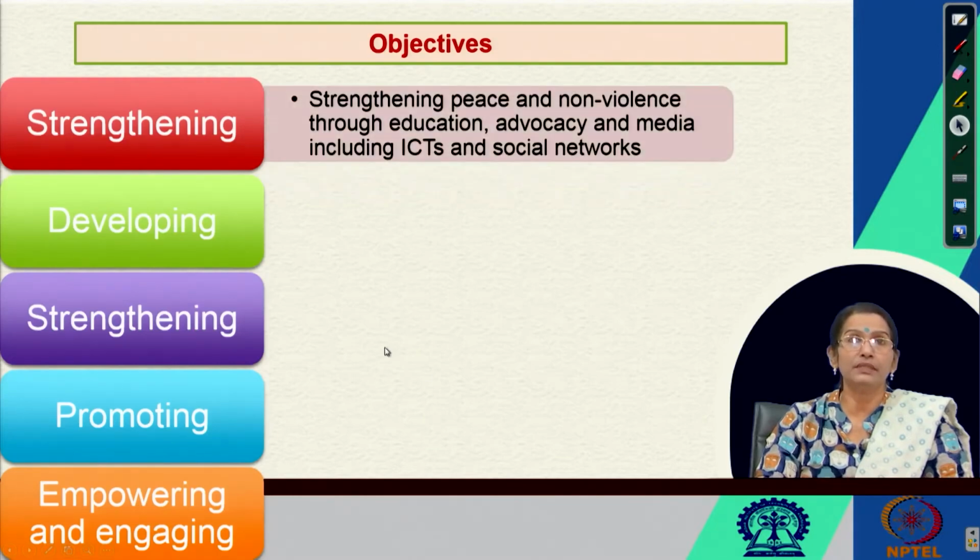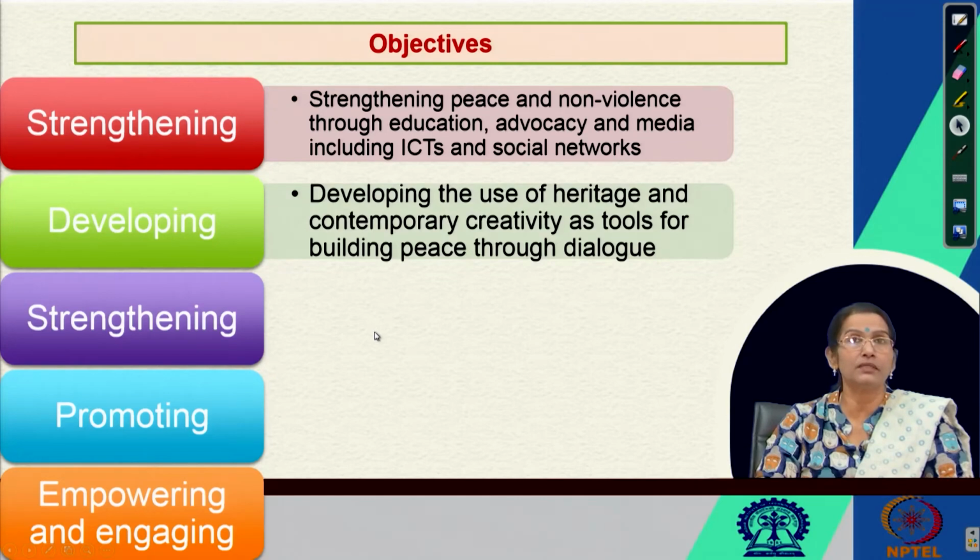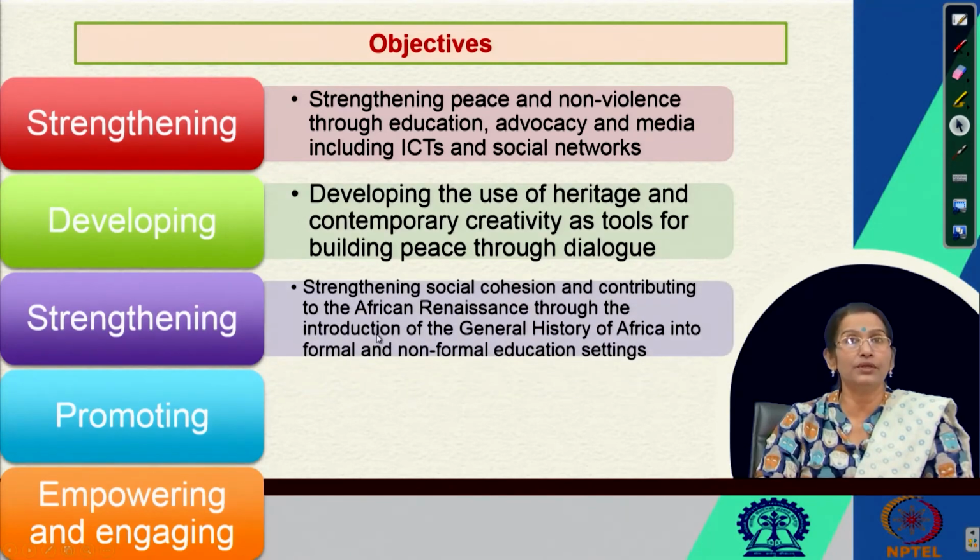These are some of the objectives of peace and non-violence: how to build up and strengthen peace and non-violence through education, advocacy, media, ICT and social networks. So, strengthening peace and non-violence in our work culture, our environment, our education, our governance, our administration, our organizations and industry, everywhere. And developing the use of heritage and contemporary creativity as tools for building peace through dialogue.